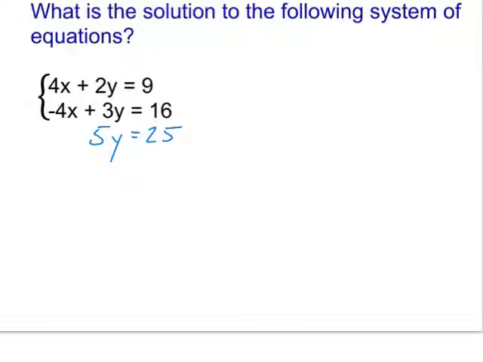And notice this one works out beautifully at this point, because that is so much simpler to solve now that we've gotten it down to just 5y equals 25. And so, of course, we would divide both sides by 5, so y equals 5.